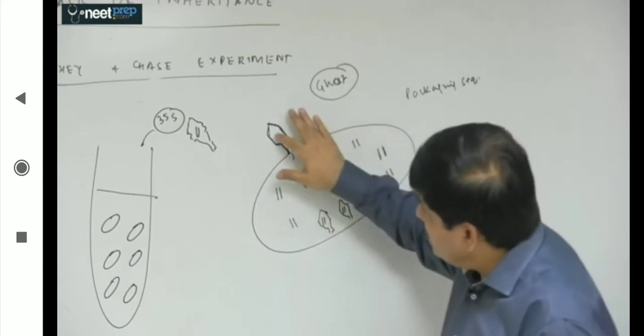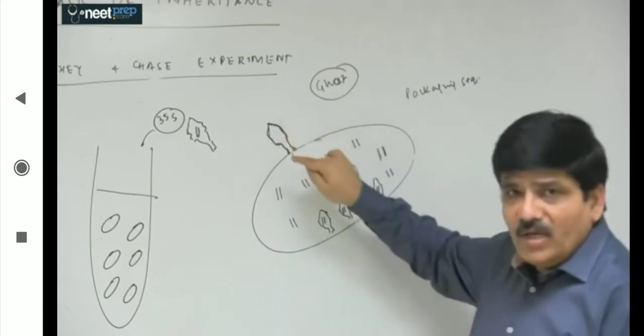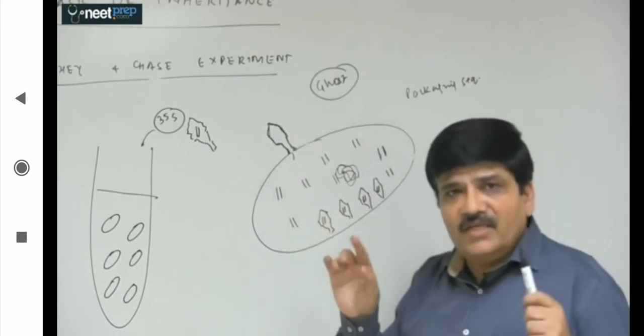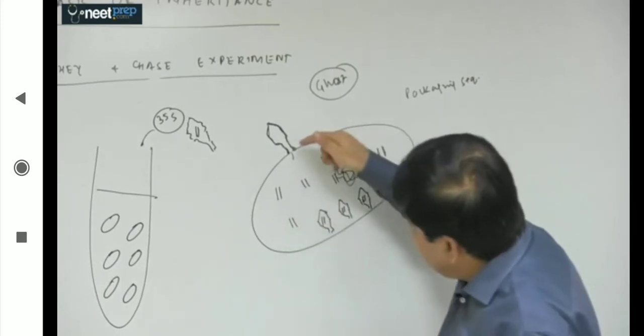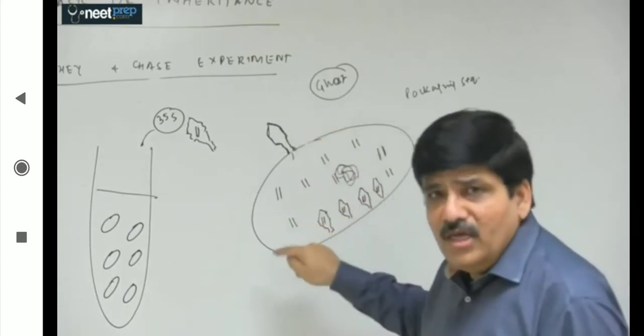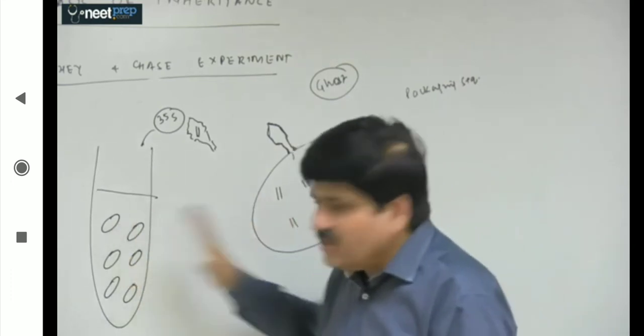And once you are able to see the ghost that is devoid of the nucleic acid, you know that the infection has occurred and the double-stranded DNA has been passed into the E. coli. So now please understand what is happening here.